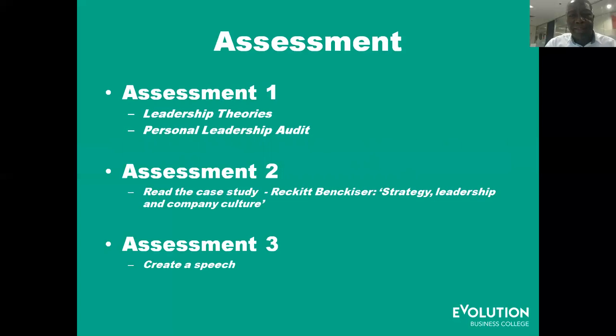Okay, in the assessment overview, what do we have to do in our assessment? Assessment 1 has leadership theories and the personal leadership audit. So what are we going to talk about? Leadership theories. There are different theories about leadership, and in this assessment there are specific theories they want you to understand and refer to. Always read the questions. When it says give us this, give them what they're looking for. Don't give them what you want, give them what they want.